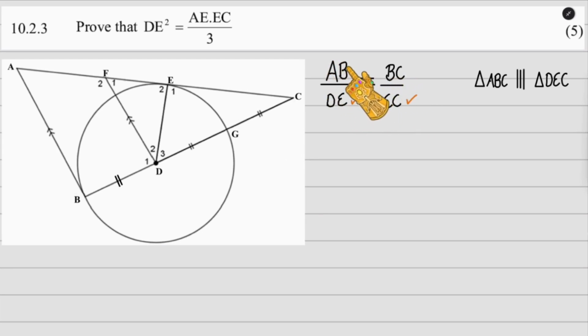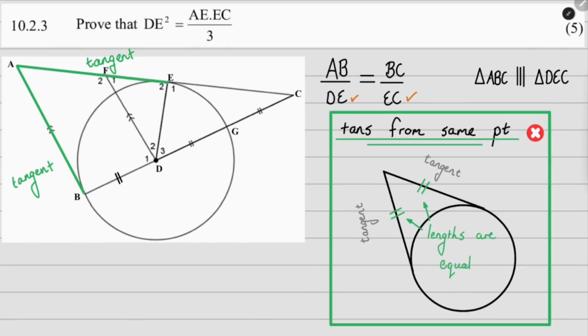So let's start with AB. Now AB is located here. And if you remember earlier, they told us it was a tangent. And they also told us earlier that this was a tangent as well. Now I know a theorem if I have 2 tangents, and that theorem is called tangents from the same point. If I've got 2 tangents that meet up at the same point, what I can do is conclude that their lengths are equal. So the length of this tangent is the same as the length of this tangent.